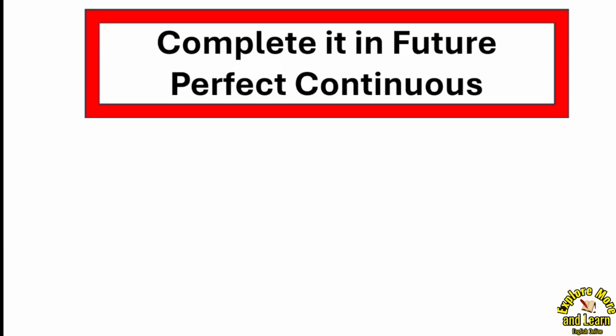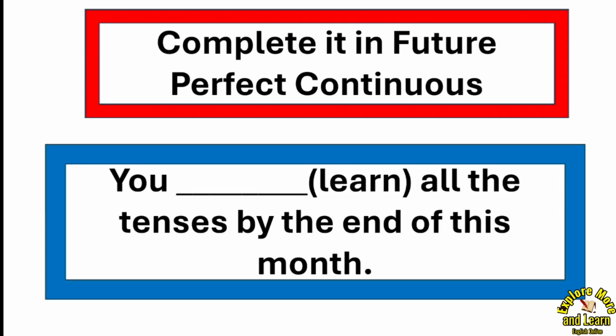So just to check your understanding, I would like to ask this question. Sorry for this disturbance at the back. So complete this sentence in future perfect continuous tense, that is, you blank, and I am giving you this verb, learn all the tenses by the end of this month. So what will you do? Just apply this basic structure, or apply the rule we follow for future perfect continuous tense, and the verb is learn. So just use the basic structure of the sentences here in the blank and try to post your answer in the comment box below.